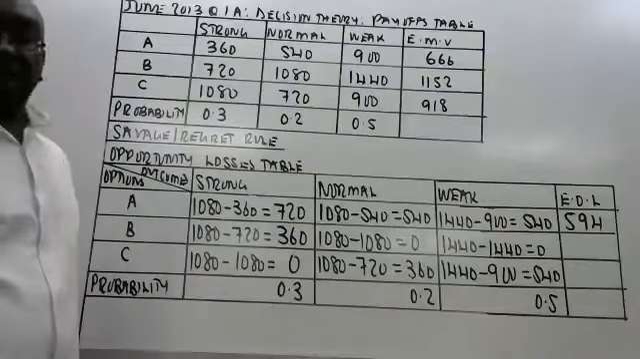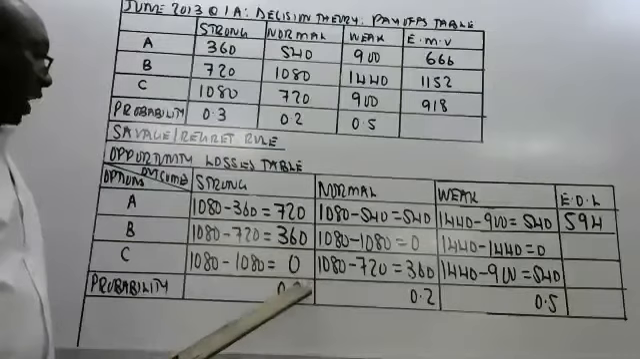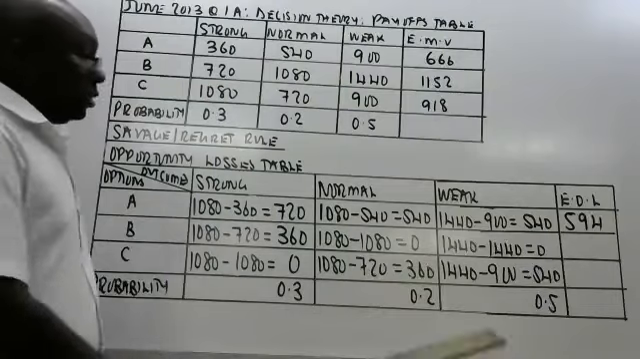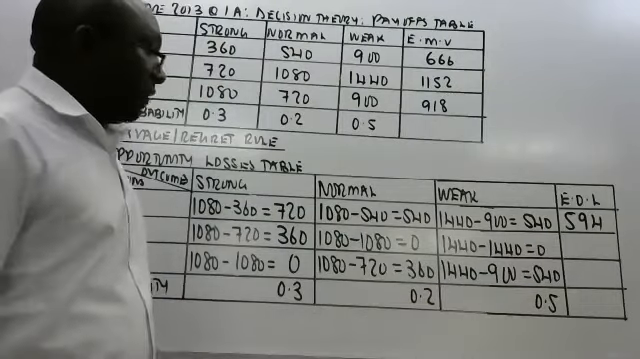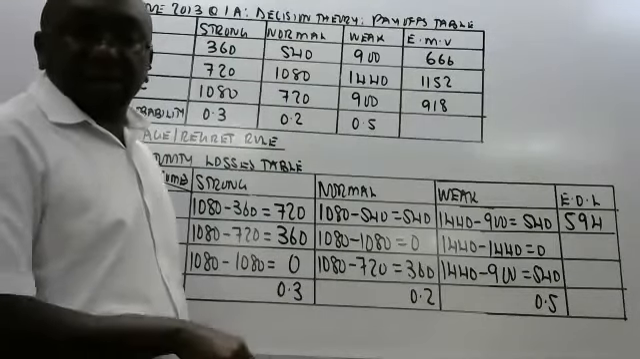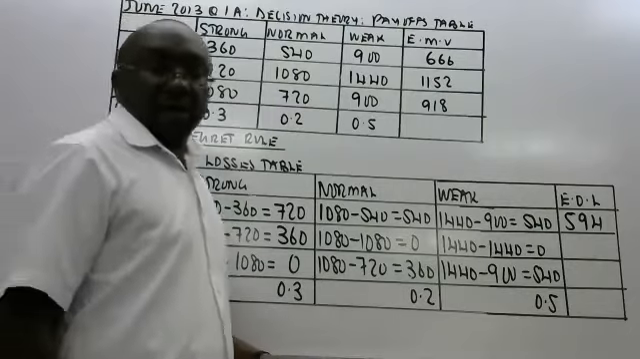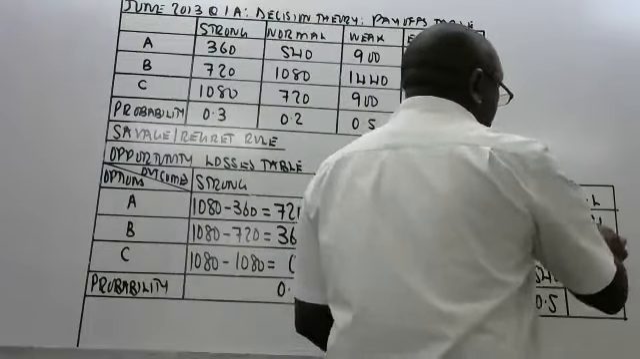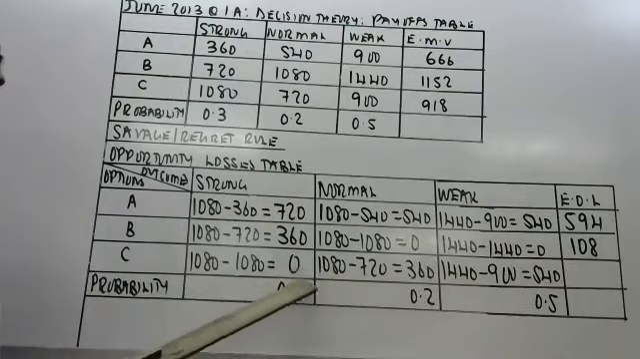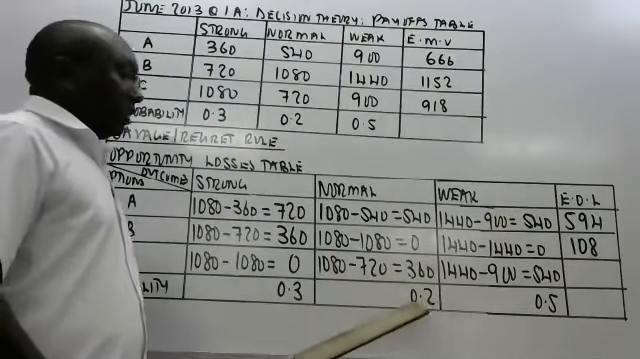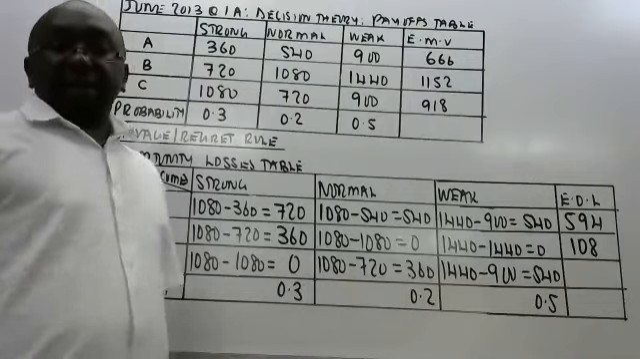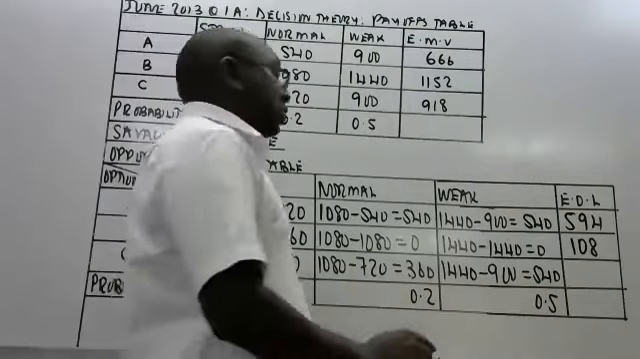Then let's go to the next one. You take 360 times 0.3 plus 0 times 0.2 plus 0 times 0.5. I have one answer that has come. Good, another one. Yeah, good. I can see 108 coming. Right, let's take the next one: 0 times 0.3 plus 360 times 0.2 plus 540 times 0.5. 342 coming very fast.